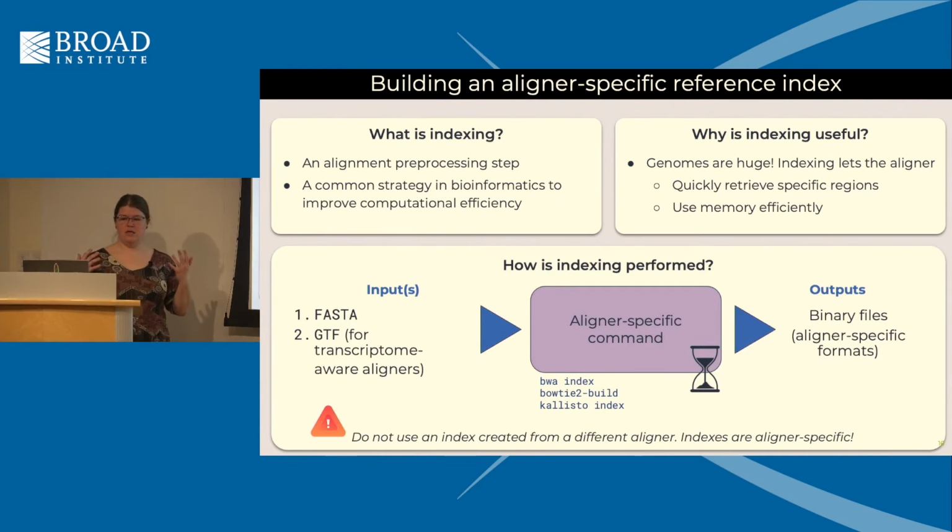Generally, what an index takes is a little different for transcriptome-aware aligners than for DNA-only aligners. For transcriptome-aware aligners, you'll have a FASTA and a GTF, and there's an aligner-specific index command. And then you'll have some kind of aligner-specific format, like for Kallisto, it's .idx. I'm trying to remember what it is for BWA, but it's been a little while since I've actually stared at that directory on-prem. Just keep in mind, these are specific to the genome or transcriptome that you're using. You want those to match, and then they're also specific to each aligner.